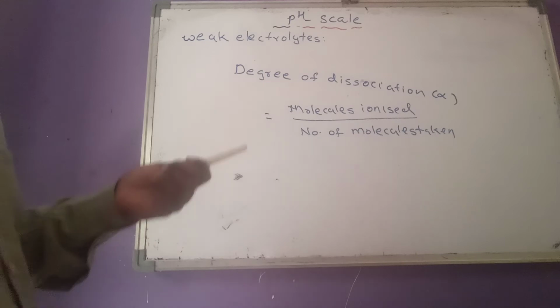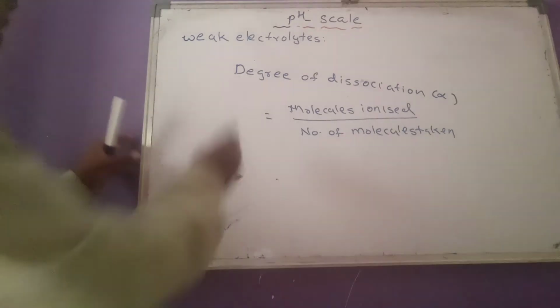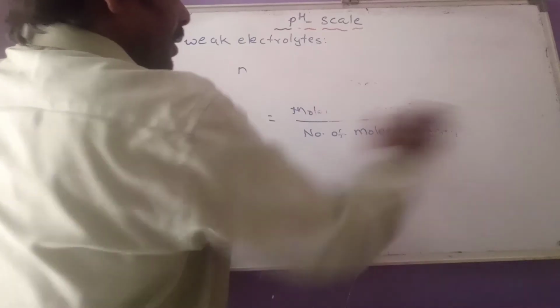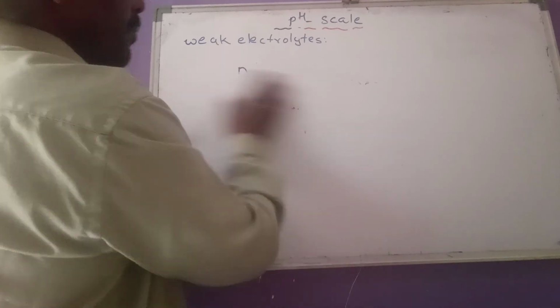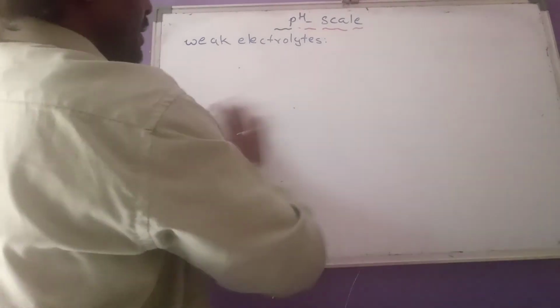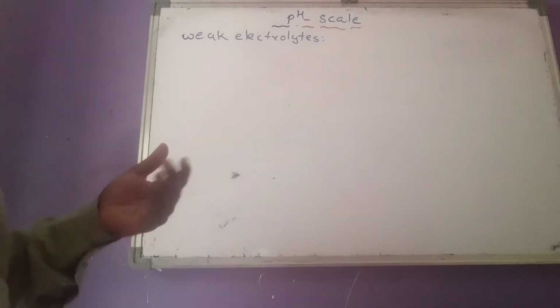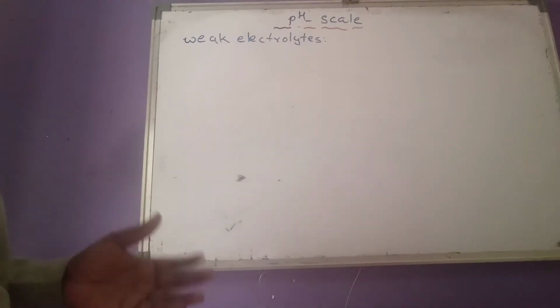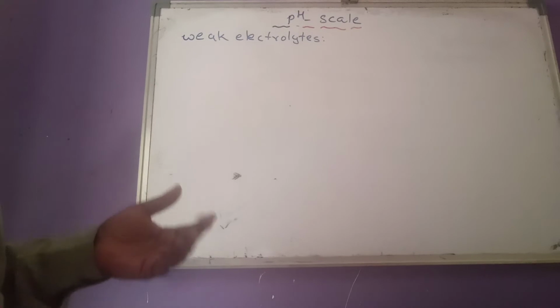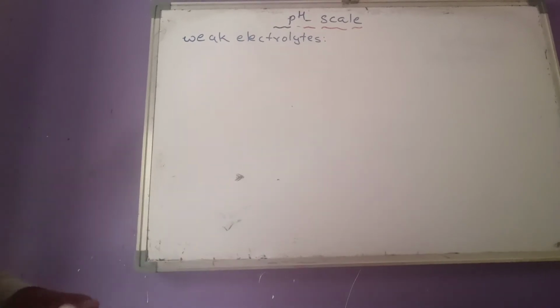That means 60% degree of dissociation means what? 60 of 100 molecules are dissociated. So for weak electrolytes, degree of dissociation is used to measure the extent of dissociation.